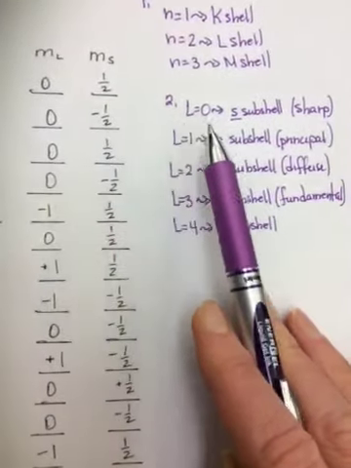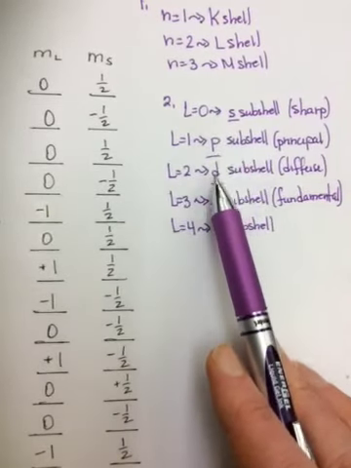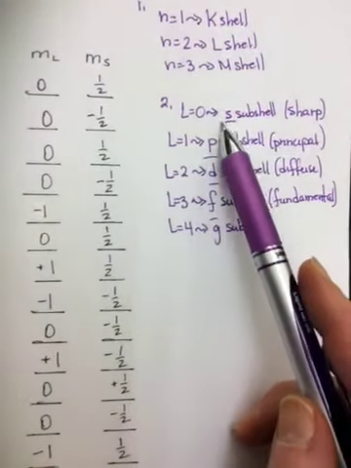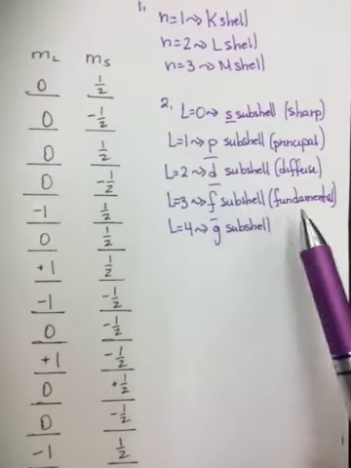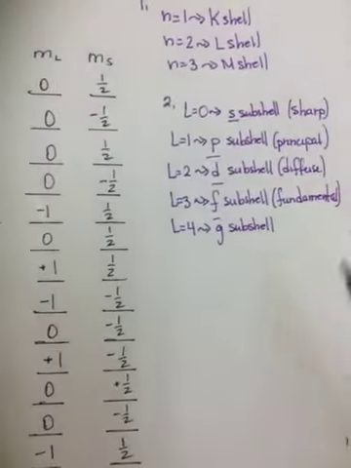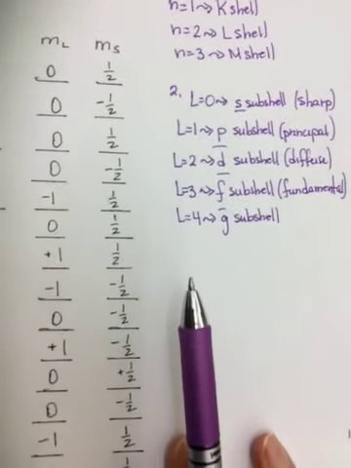So then they decided to name the subshells s, p, d, f, g. S stands for sharp, p for principal, d for diffuse, f for fundamental, and then g onward is going to be in alphabetical order.